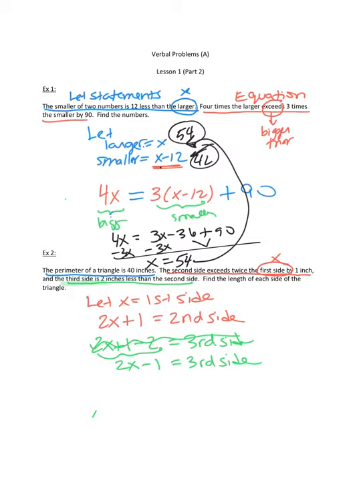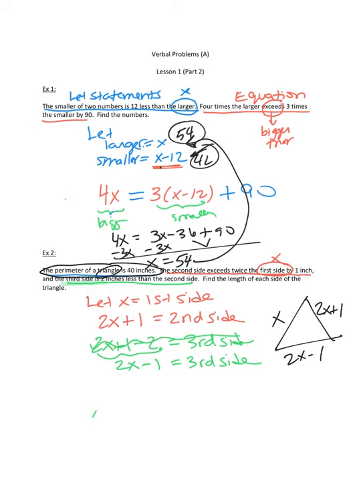Now, I don't see anything here for an equation. It just says find the length of each side of the triangle. But if you remember at the beginning, they said the perimeter is 40. And it's a triangle, so this has 3 sides. Essentially, the first side is x, the second side is 2x plus 1, and the third side is 2x minus 1. So that allows you to set up an equation.